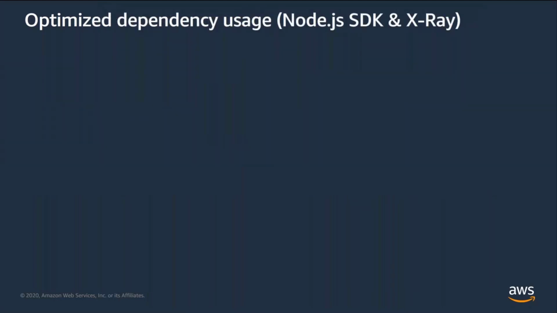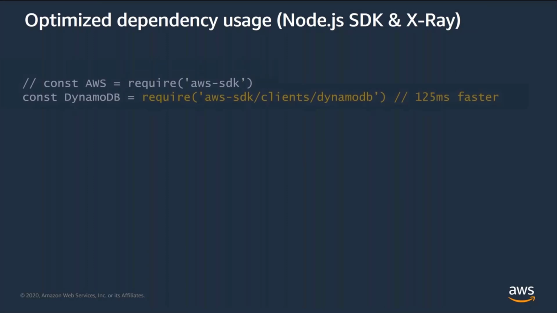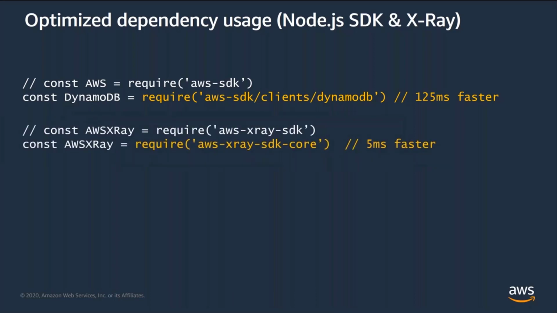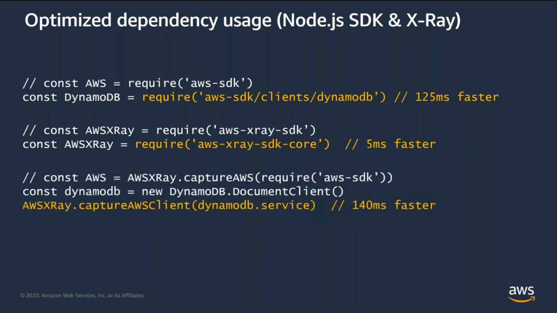For example, we ran some tests and compared the results. If you need to use the DynamoDB SDK, include that specific package instead of the entire AWS SDK, and it can be 125 milliseconds faster. Similarly for X-Ray, adding -core to the package name parameter in the require saved 5 milliseconds. In a test with X-Ray for a single service, switching the method from capture AWS to the capture AWS client and providing the document DB client reference saved about 140 milliseconds. In each case, being more specific meant the code reference is a smaller package and it's faster to complete the init step.